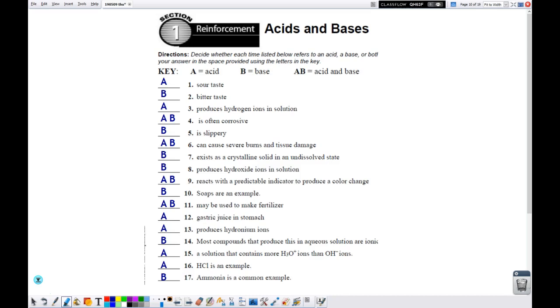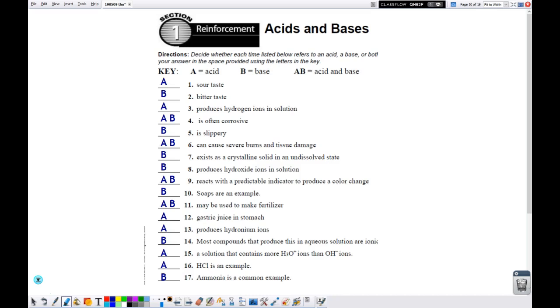If it produces hydrogen ions in solution, it's an acid. If it's corrosive, that could be either an acid or a base. If it feels slippery, it's probably a base. If it can cause severe burns and cause tissue damage, acids and bases can both do this.